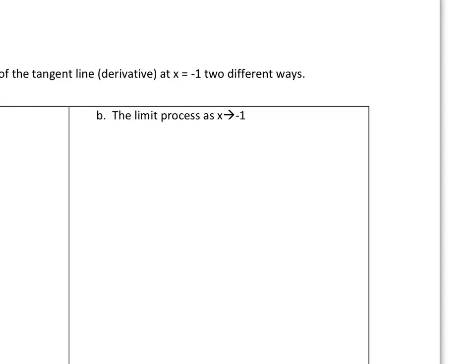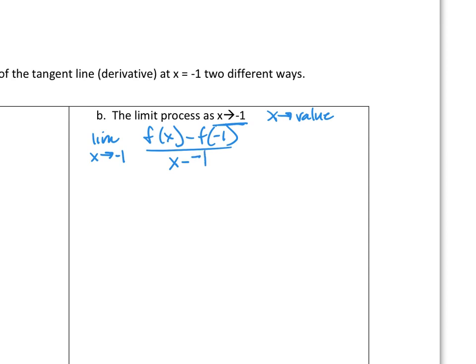All right, now we are doing problem B. And here's the thing, the directions tell you to realize which limit process you are actually doing. Do you see how this has x going to a value? So when we have x going to a value, we are using this. So x is going to be approaching -1 in this case. So we have the function minus the function at that value, and then x minus a, which is x minus a -1.